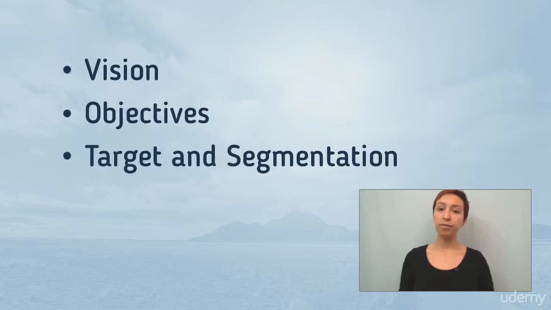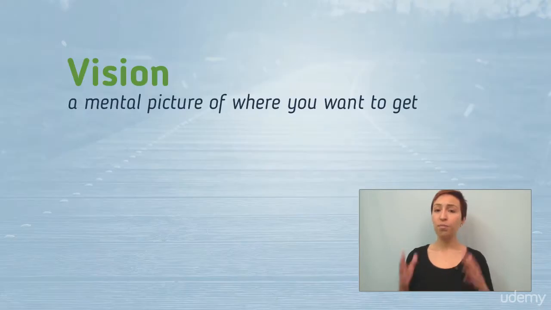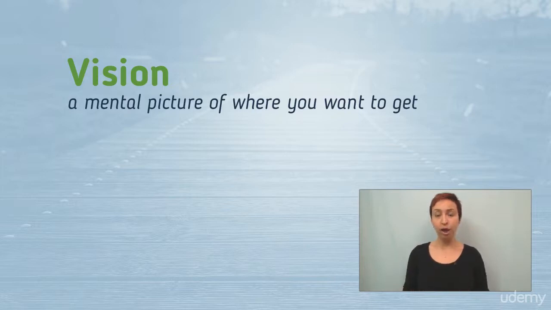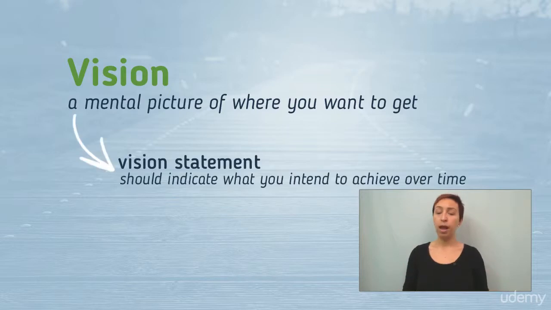The first thing you need to define when planning your marketing strategy is your vision, a sort of mental picture or where you want to get a few months or years from now. It should function as a roadmap for your future. After having a clear picture in mind, you need to write it down and produce what is called a vision statement. In practical terms, the vision statement should indicate what you intend to achieve over time. The words you choose will guide each single one of your future activities.